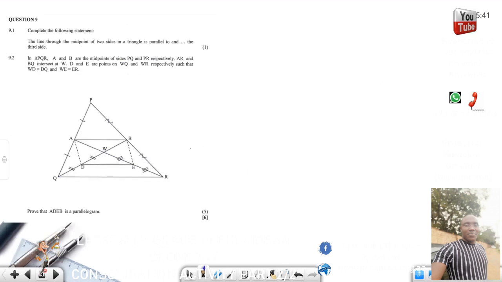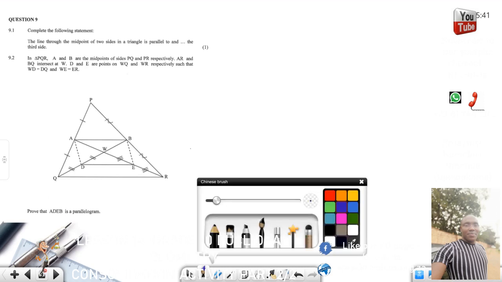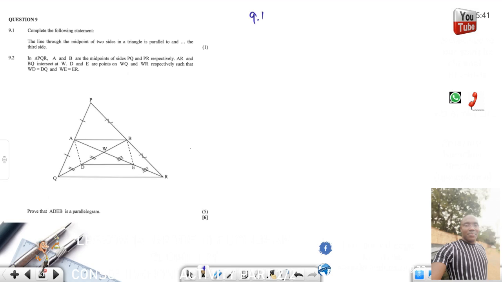I think we have one more question to play around with. Complete the following statement. The line drawn to the midpoint of two sides in a triangle is parallel to the, okay, this is basically the midpoint theorem. 9.1. The line through the midpoint of two sides in a triangle is parallel to and half the length of the third side. You remember the midpoint theorem, right?